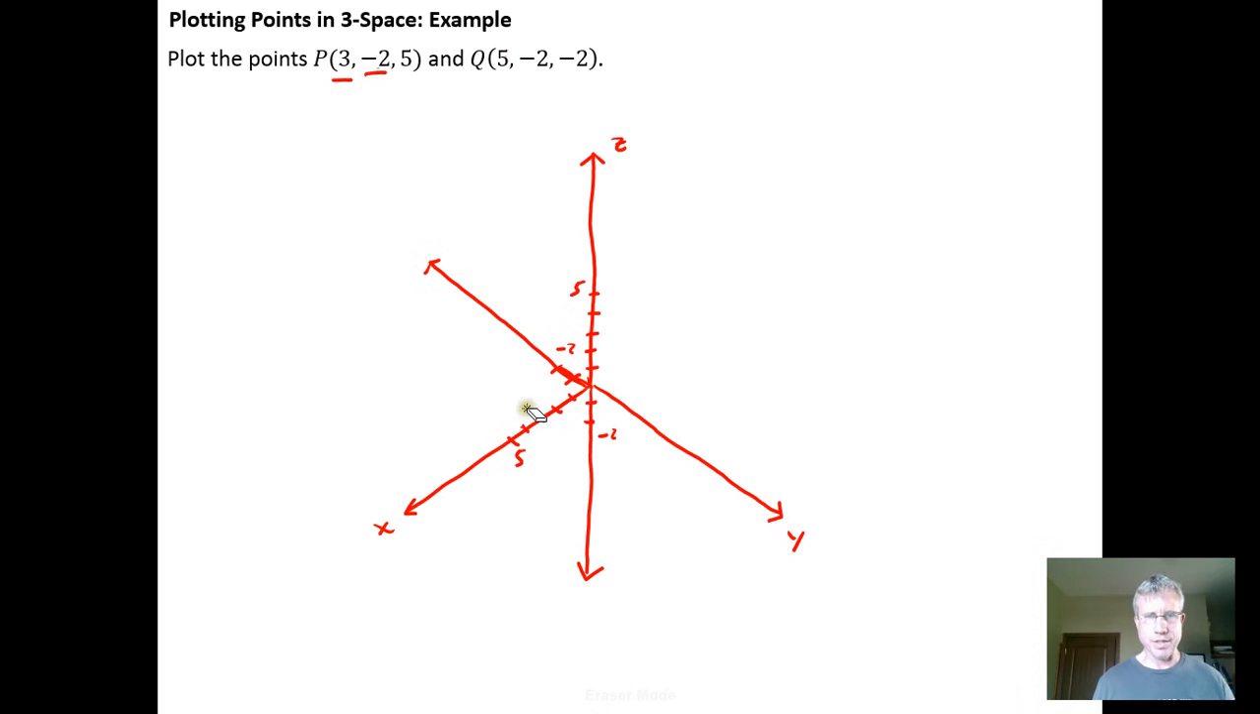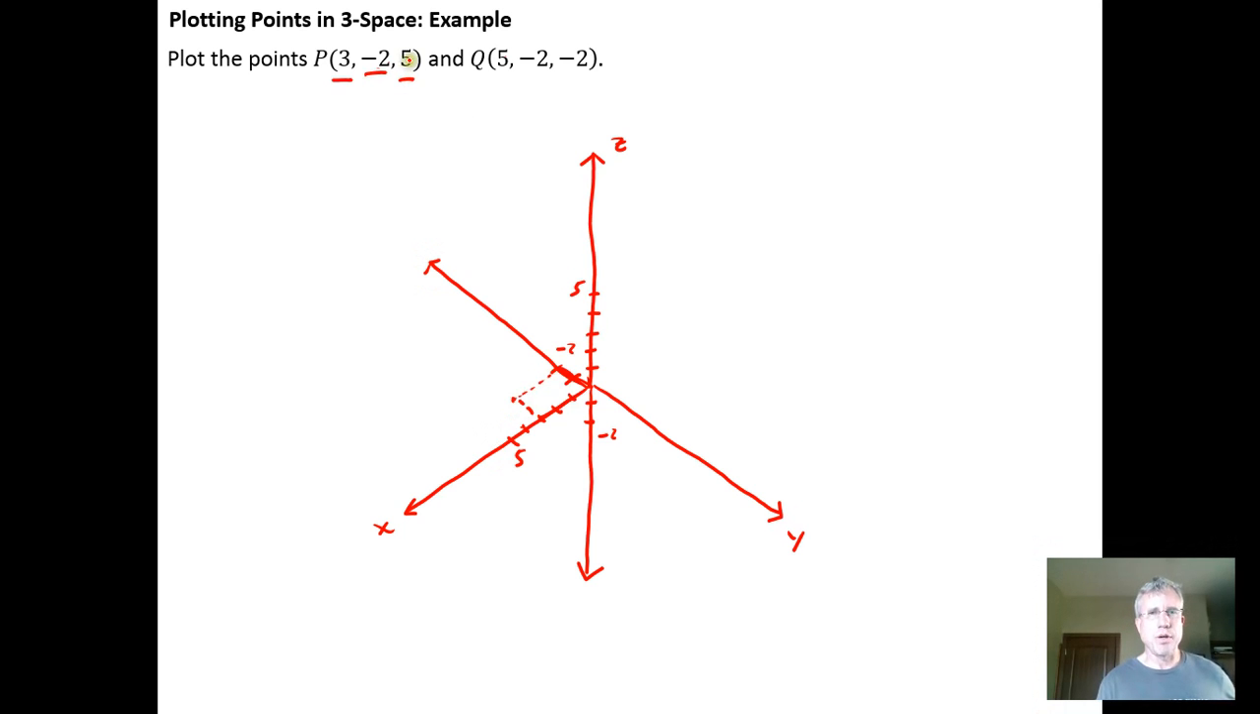Let's see if I can get that a little bit better. So parallel to the y-axis, and that same distance that I see right here, I want to roughly replicate that. So I should be 3 units from the YZ plane and negative 2 directed units from the XZ plane.